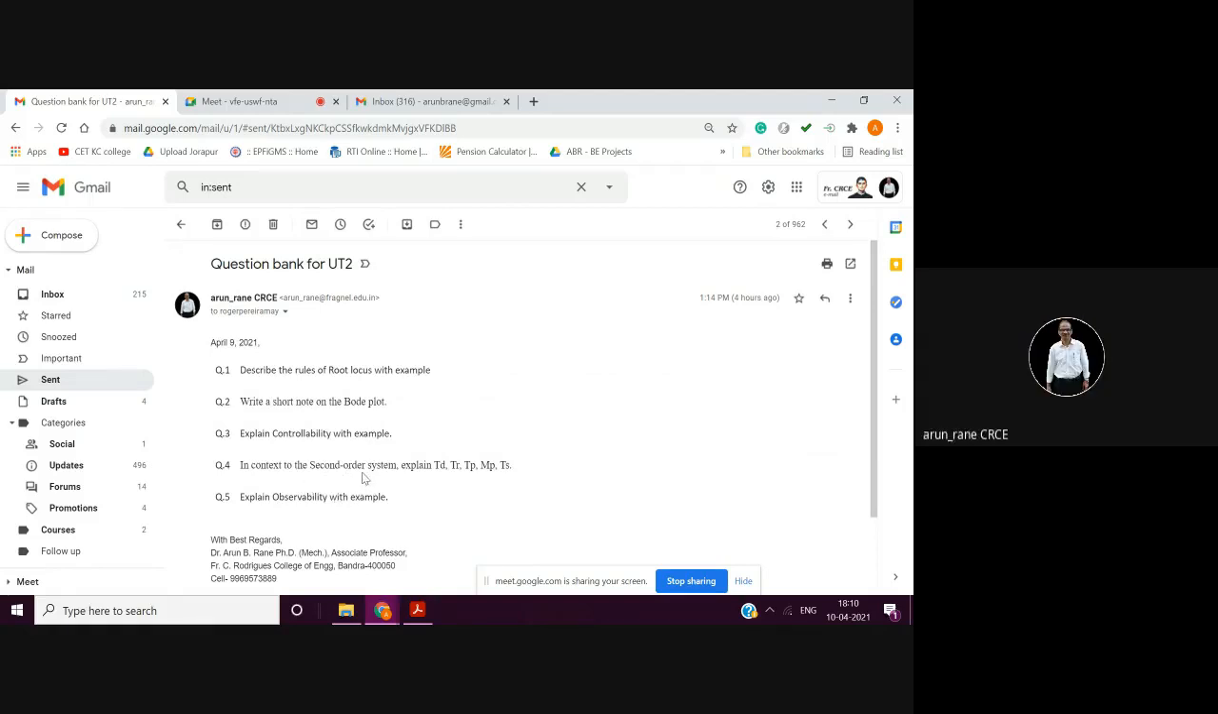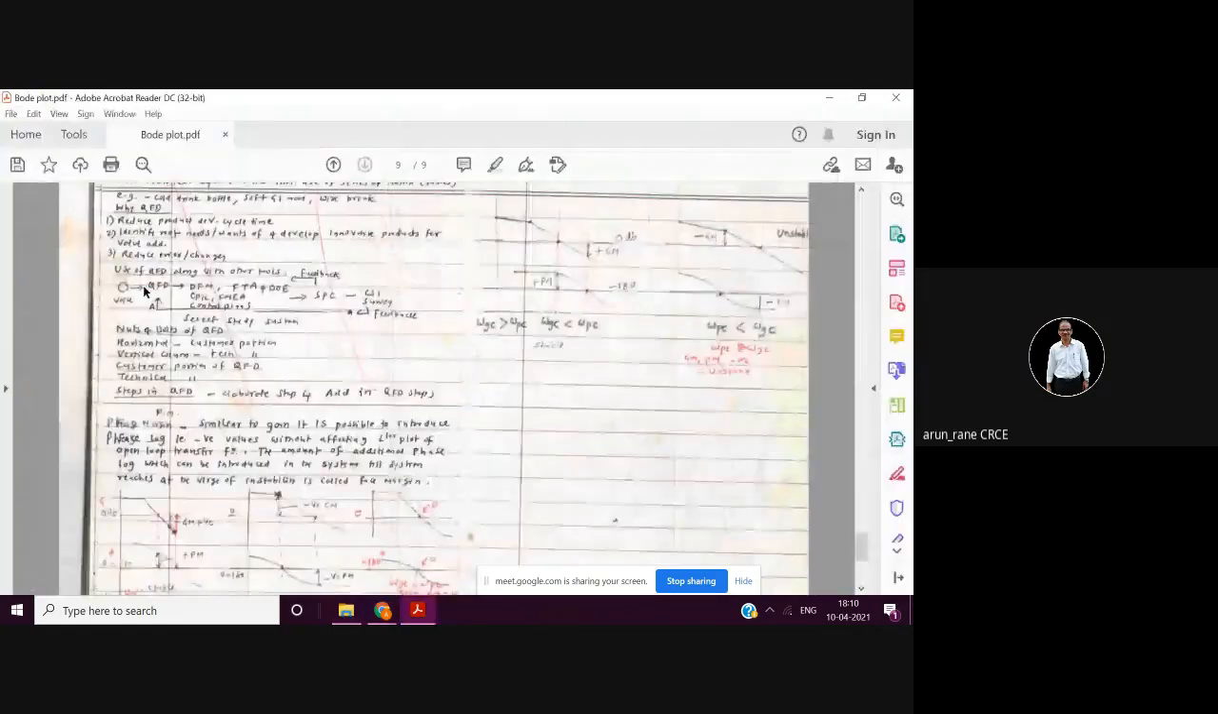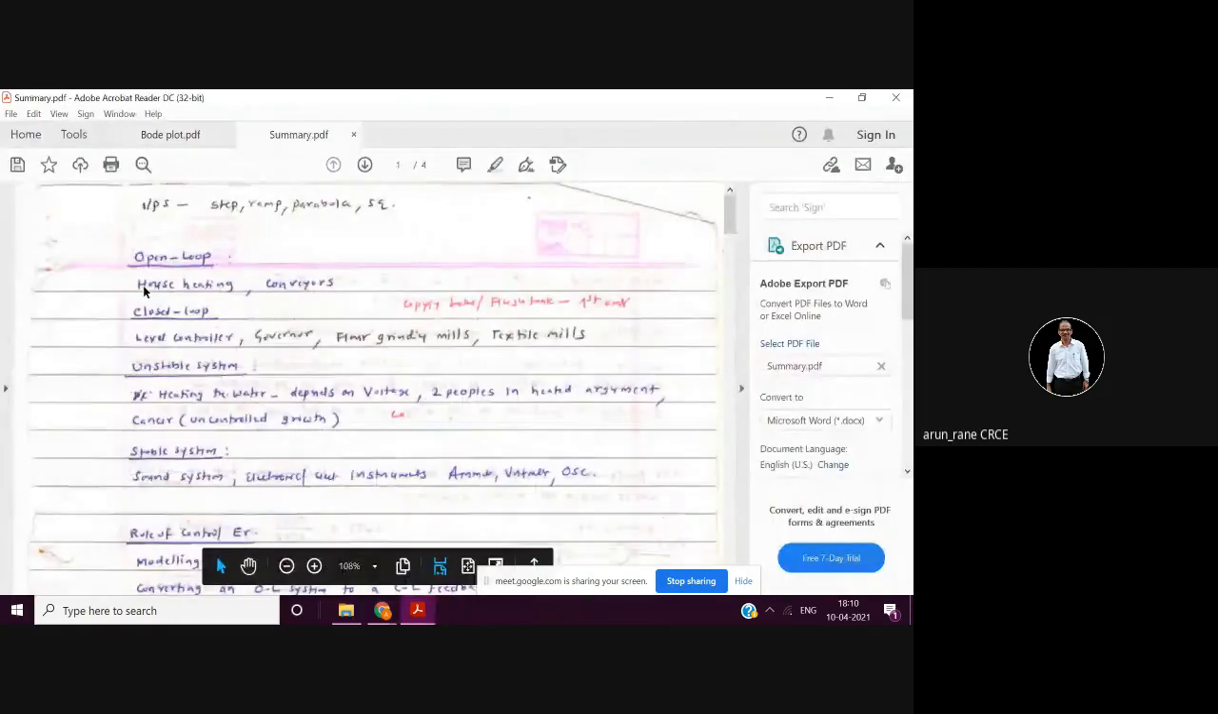And then in context to the second order system, explain td, tr, tp, Mp. So you have to just define and give the formula. This is all there in the notes: delay time, rise time, peak overshoot. I'll take your 5 more minutes. Of course, we are meeting in the second semester, and the support will always be there. Anytime if you have a doubt, you can always call me, and we can have a Google Meet.